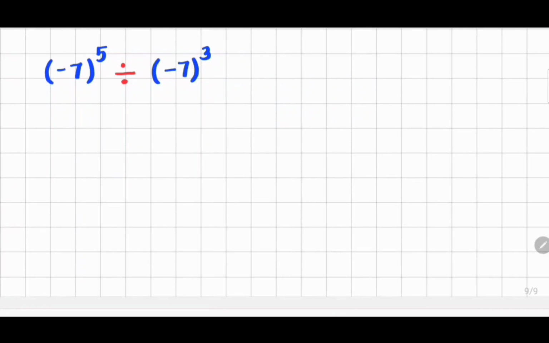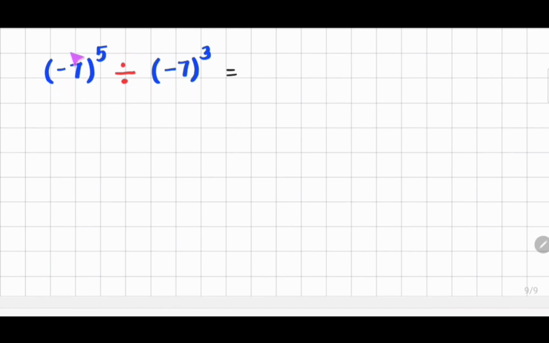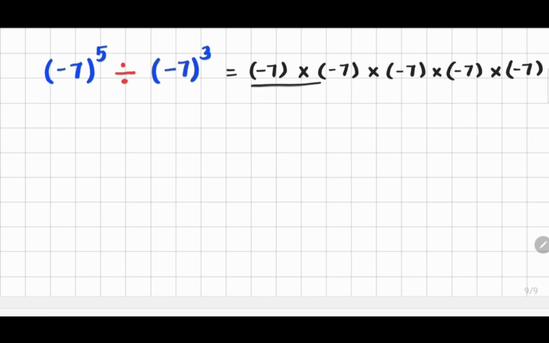Now, let's consider negative integers as the base. Minus 7 whole power 5 divided by minus 7 whole power 3. Minus 7 whole power 5 means 5 minus 7's multiplied together, divided by minus 7 whole power 3, which means 3 minus 7's multiplied together.